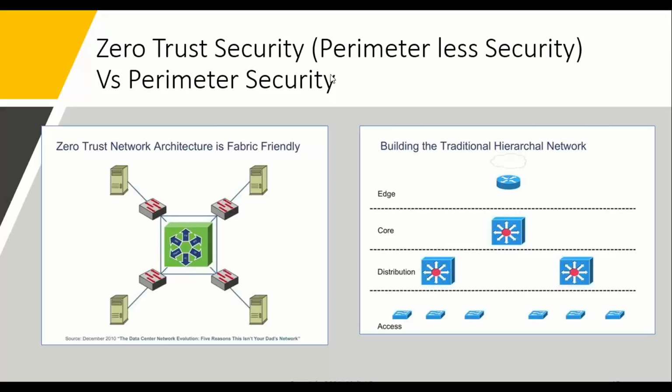So zero trust security is perimeterless security versus perimeter security, right? So we have traditional perimeter based security where we have this traditional hierarchical network at edge location. We have some devices, core, and then distribution, and then we give the access. So this is the hierarchical perimeter based security.